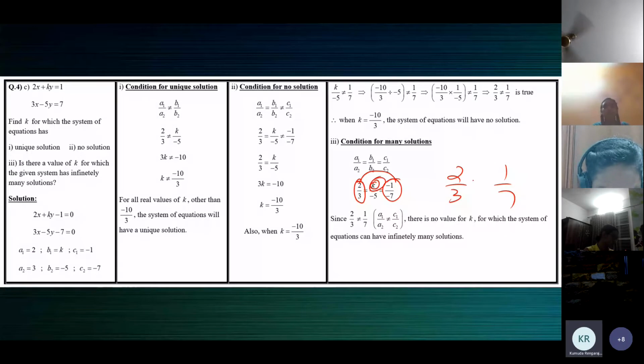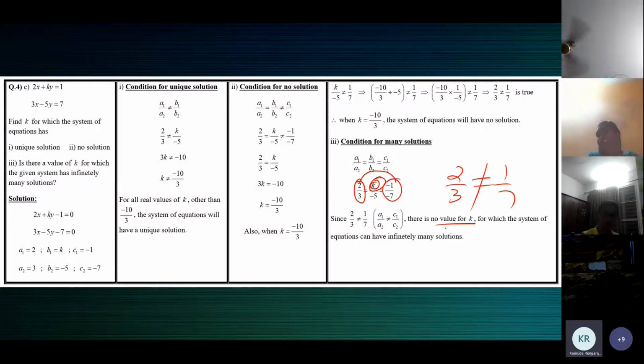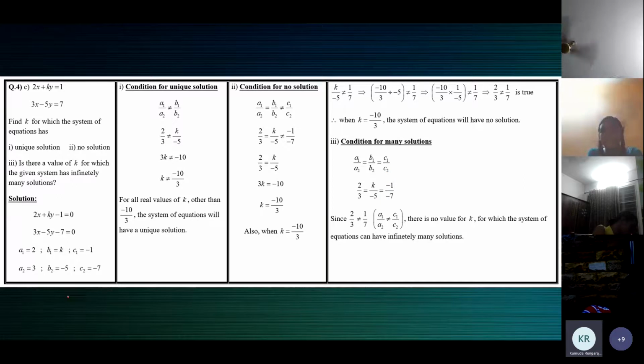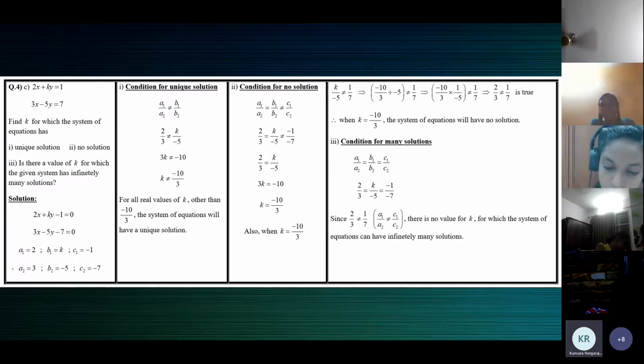So 2 by 3, actually they should be equal, but it's not equal. So there is no value of k. There's no value for k for which the given system of equations can have many solutions. The given system of equations can never have many solutions, for whatever value of k, because these two ratios are not equal.